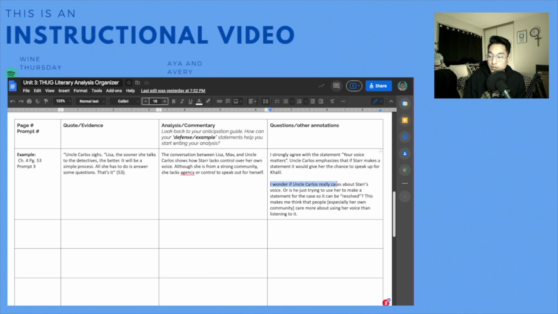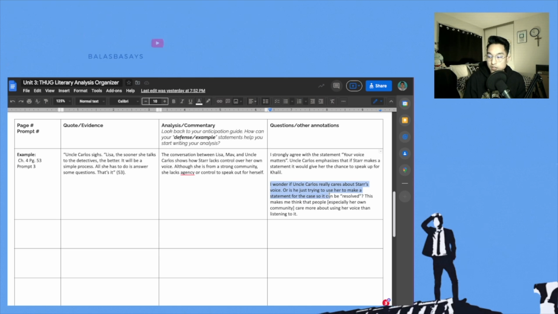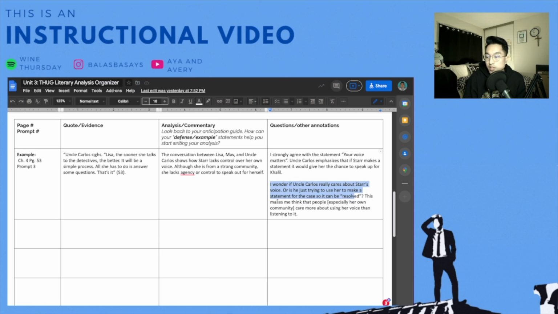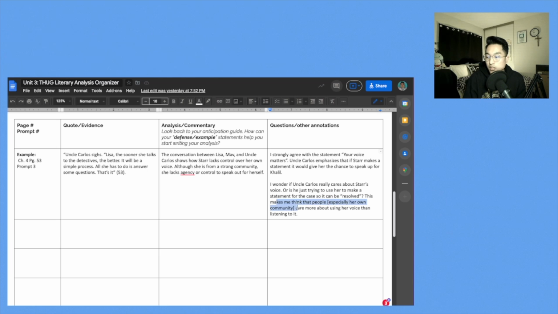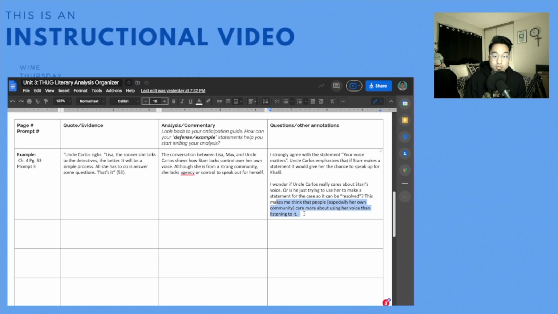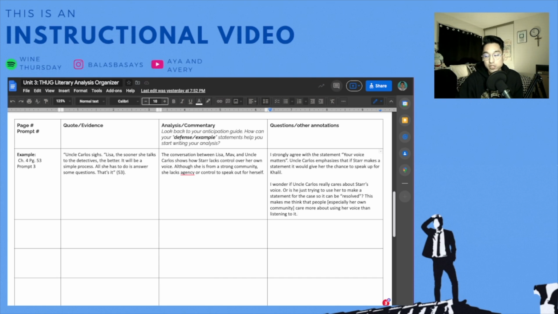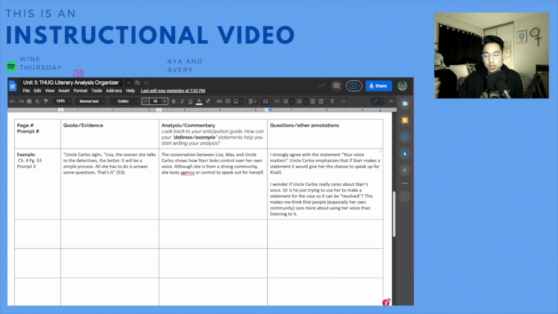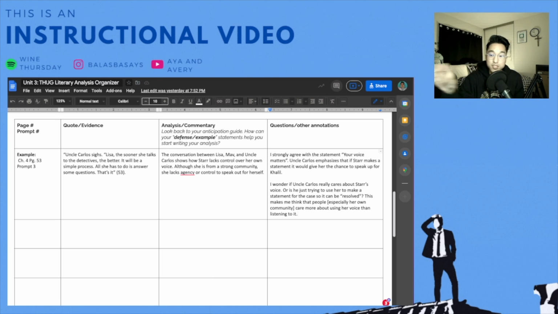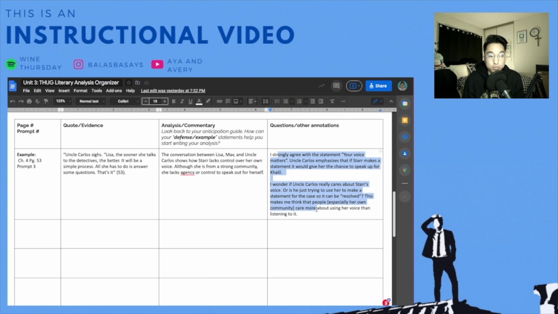I wonder if Uncle Carlos really cares about Star's voice, or is he just trying to use her to make a statement for the case so it can be quote unquote resolved. This makes me think that people, especially in her own community, care more about using her voice rather than listening to it. So again, as we can see, this is just me kind of connecting myself to the story or just other thoughts that I have that I kind of want to get down. I can even draw from these annotations later on if I want to use it as a form of analysis, depending on how I want it to support my essay.